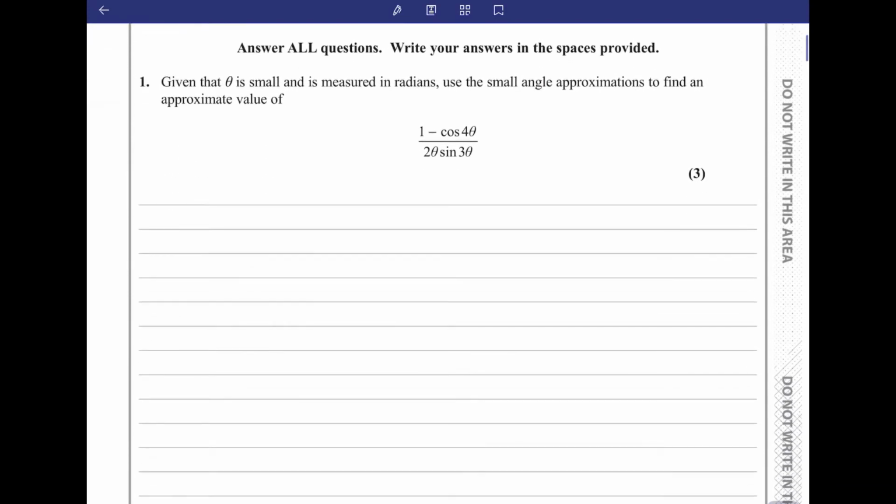So question 1. Given that theta is small and measured in radians, use the small angle approximations to find an approximate value of this expression here. Now these approximations are in the formula book, so I'll just write them down. We don't need the one for tan theta right now, so I'll just write down the first two. Sine theta is approximately theta, and cosine theta is approximately 1 minus theta squared over 2. So using these, we can approximate the terms in the numerator and the denominator.